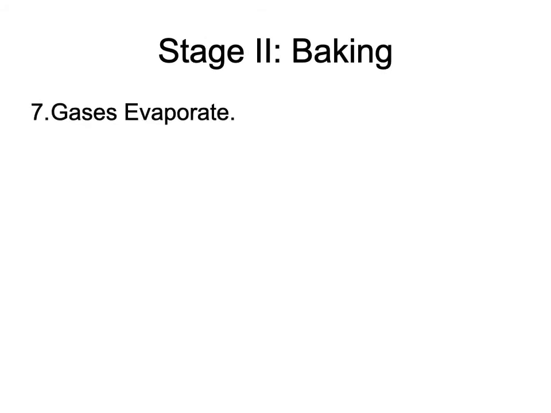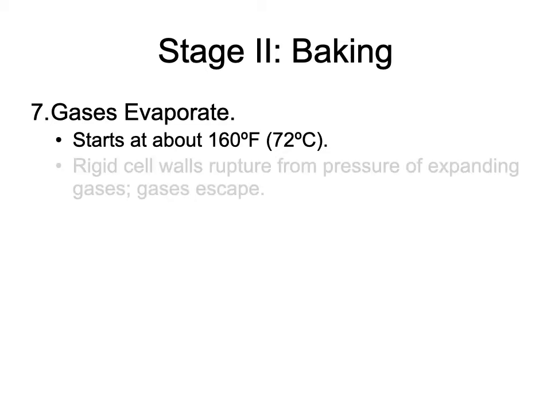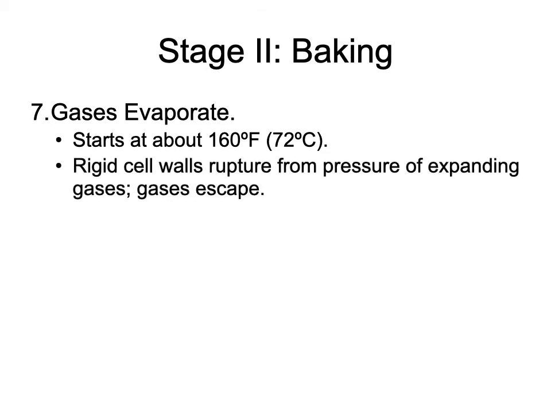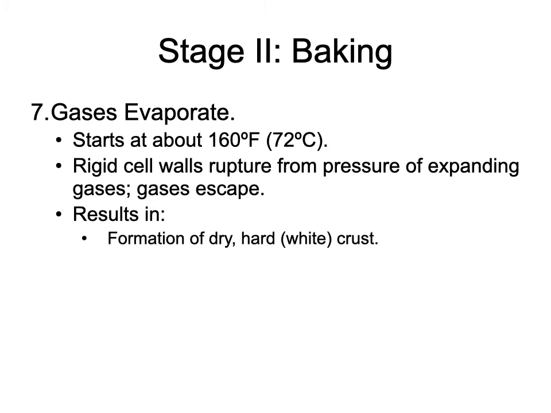Now, then we start getting to the point where gases start evaporating. At about 160 degrees, rigid cell walls rupture from the pressure of expanding gases, and gases start to escape. This results in a dry crust on the outside of your baked product. In this case, it's still a white crust, so it hasn't caramelized yet. The sugars that are naturally in the product, whether they be added sugars or natural sugars, haven't started caramelizing just yet.